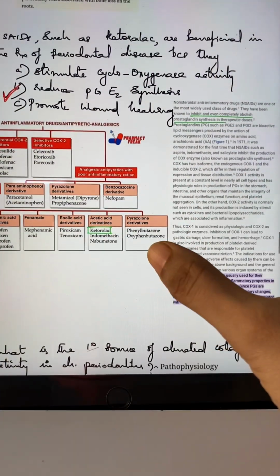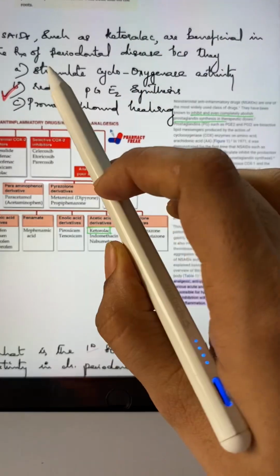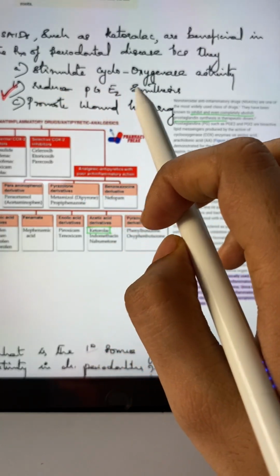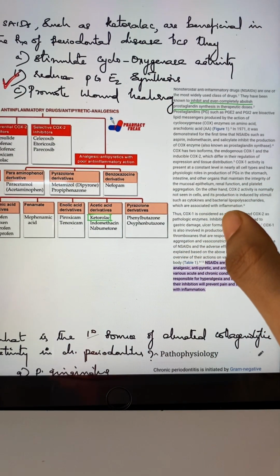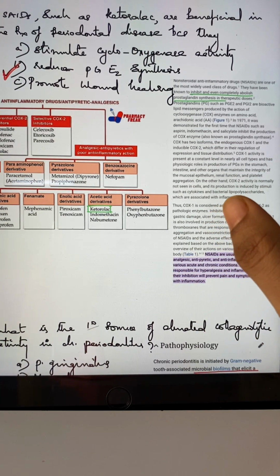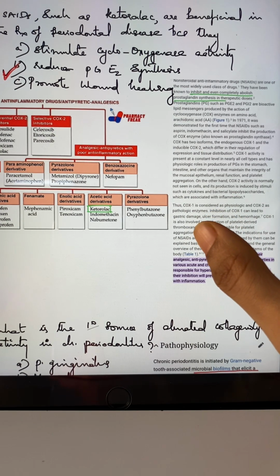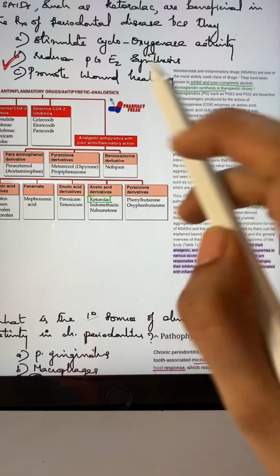Next question: NSAIDs such as ketorolac are beneficial in the treatment of periodontal disease because they reduce prostaglandin E2 synthesis. That is how NSAIDs work. They inhibit and even completely abolish prostaglandin synthesis, because prostaglandin induces inflammation like heat and swelling. See, these are all due to the chemical prostaglandin. So ketorolac reduces this synthesis. That is how it works. So the answer is this.